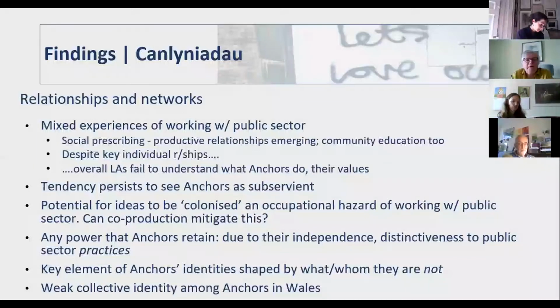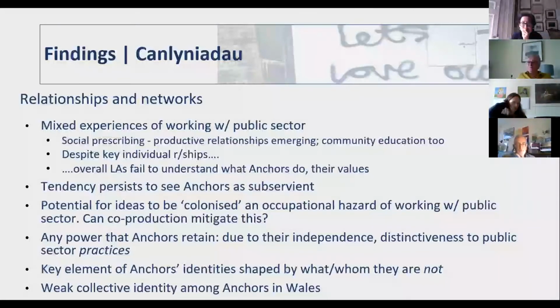Despite key individual relationships, and this was something they all said, they have good relationships with key officers in public bodies. Overall, local authorities, primarily but not exclusively in the public sector, still fail to understand what anchors do, what they are, who they are, what their values are. And there does need to be some ongoing work to keep refreshing that, because individuals move on. What's interesting is that the staff and the trustees and the people involved with anchors have a much slower turnover. They can be around for a long, long time with these organisations because they're committed to them. And so they're forever having to refresh and renew the relationships because of the turnover on the other side, as it were.